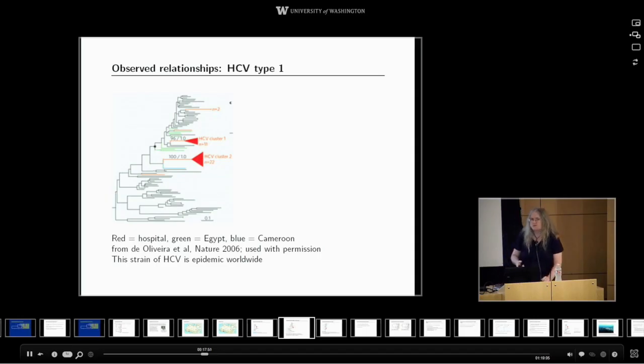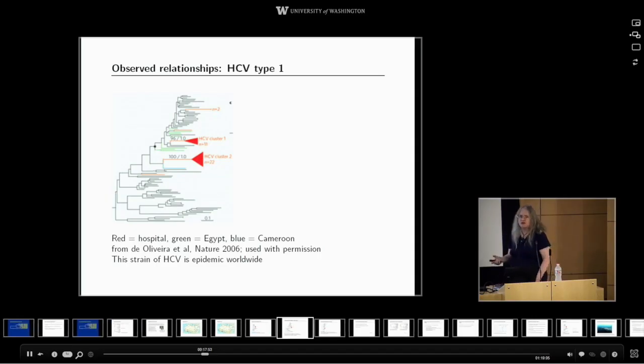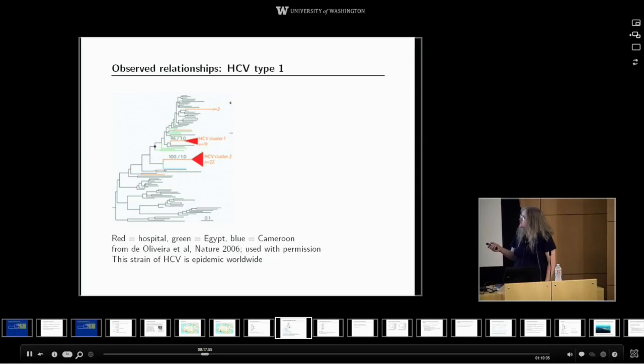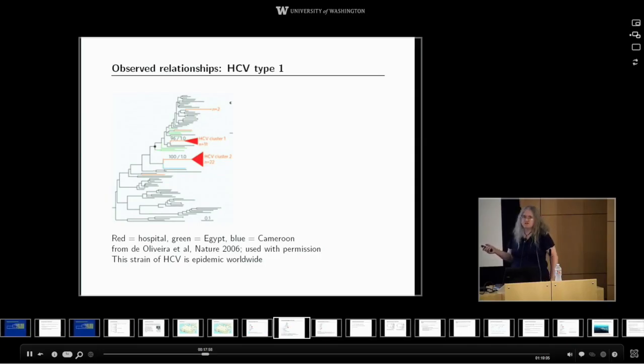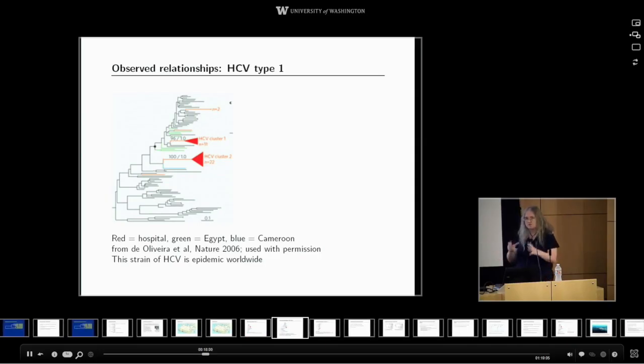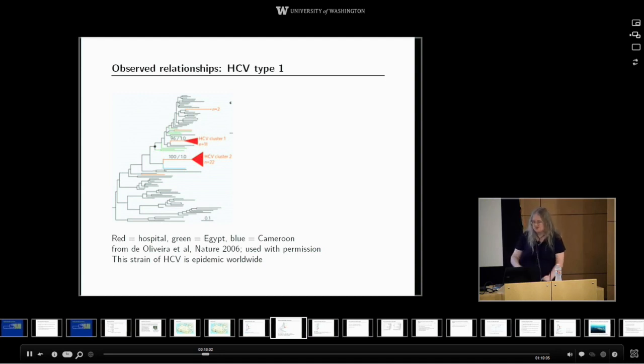This is the worldwide epidemic strain of hepatitis C virus, and it may be that some of these children contracted it in a way that was not related to whatever single catastrophe led to the HIV infections.